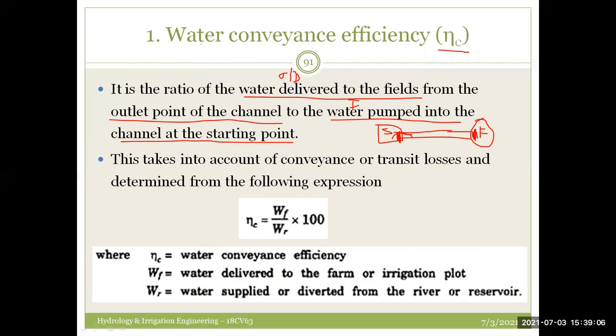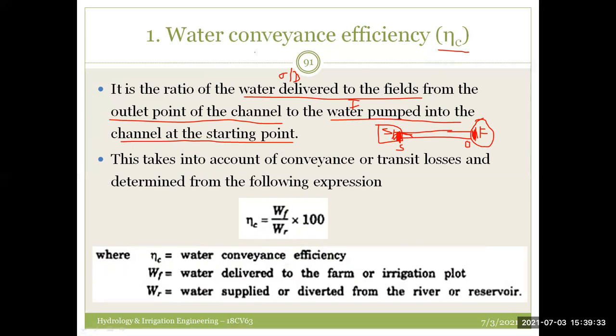So that is the water conveyance efficiency: the ratio of water delivered to the field from the outlet point of the channel to the water pumped into the channel at the starting point. This is the outlet point, and this is the starting point. That is nothing but water conveyance efficiency.